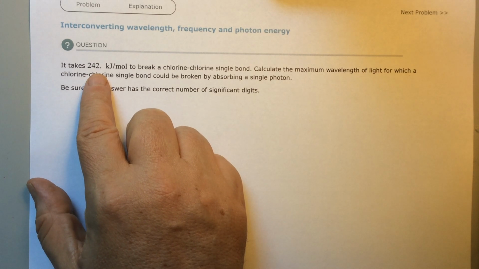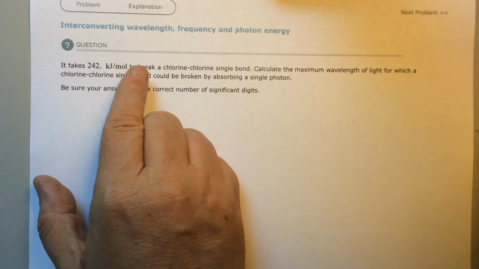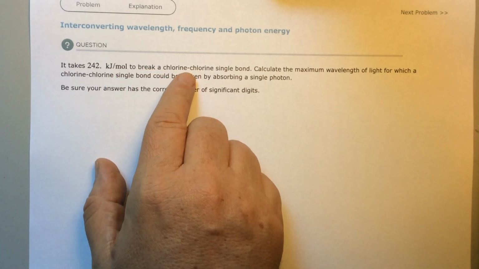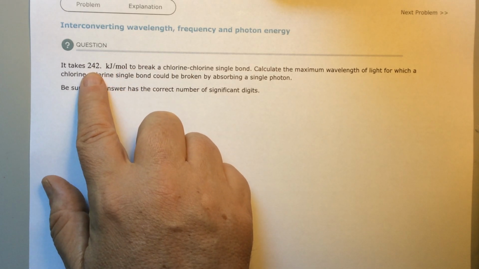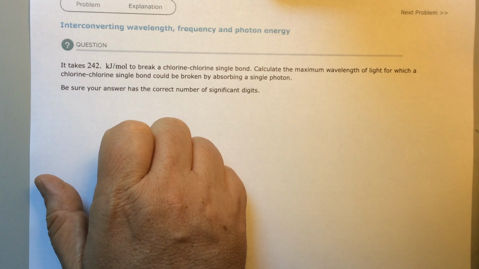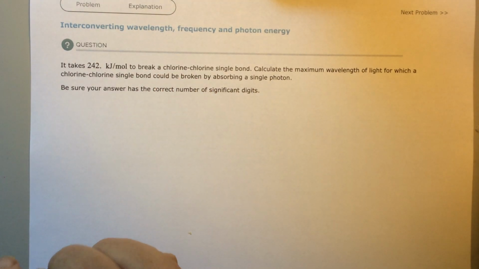In any case, light can do this, and so their question here is, they give you a certain amount of energy for a mole of chlorine-chlorine bonds, so Cl2 molecules. For every mole, it takes 242 kilojoules of energy to break all those bonds. Calculate the wavelength of light to which a chlorine-chlorine single bond could be broken by absorbing a single photon. So one photon of light energy will break one single bond.